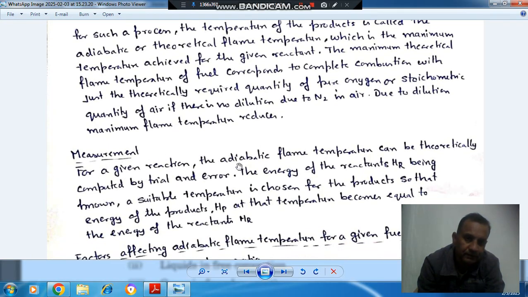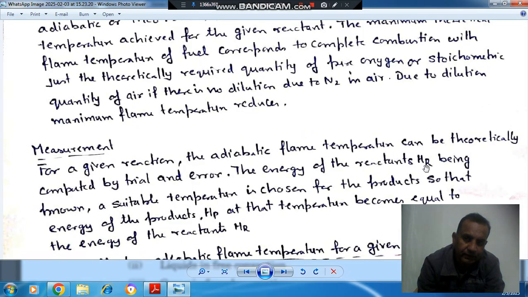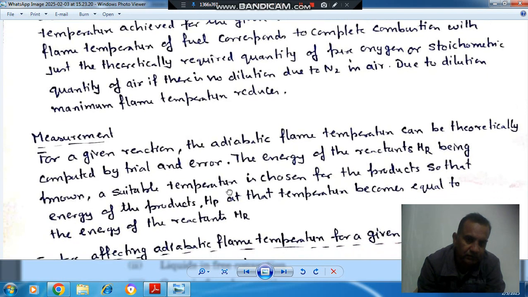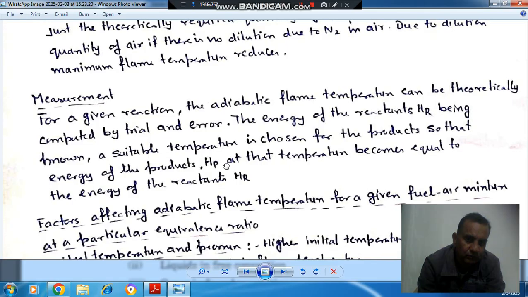Okay, so now the second part is how to calculate the temperature. For a given reaction, the adiabatic flame temperature can be theoretically computed by trial and error. The energy of the reactant HR being known, because we have the reactant, a suitable temperature is chosen for the product so that the energy of the product HP at that temperature becomes equal to the energy of the reactant. So HR is equal to HP, and that temperature is the adiabatic flame temperature.